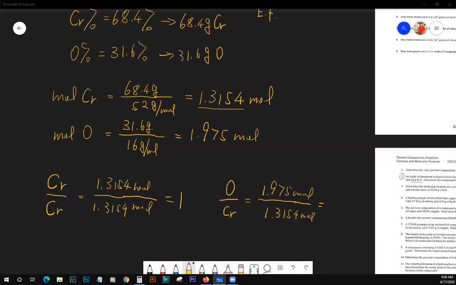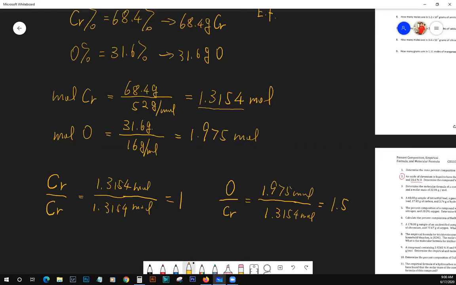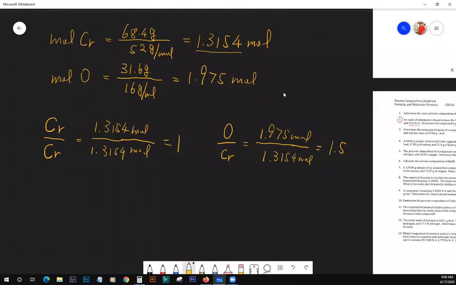Let's see, 1.975 divided by 1.3154. What I have is 1.5. This is a 1.5 ratio. So now we've divided by the smallest number, and in this case we can find the ratio between the chromium and oxygen. The ratio between chromium and oxygen is 1 versus 1.5.